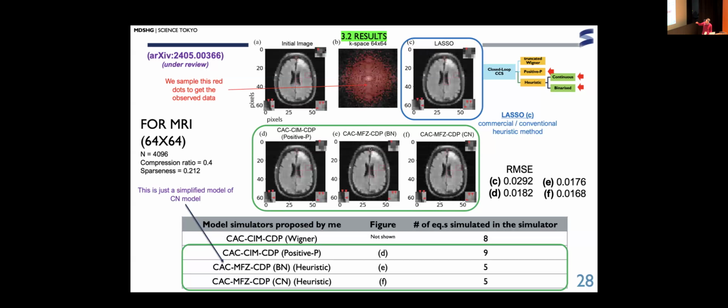And we have seen that even though positive P has similar nine equations, so considerably quite complex in that sense, the heuristic model has just five equations overall, and we can get good reconstruction results, RMSE results, compared to the complicated models.